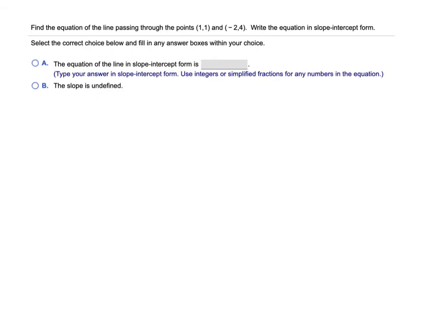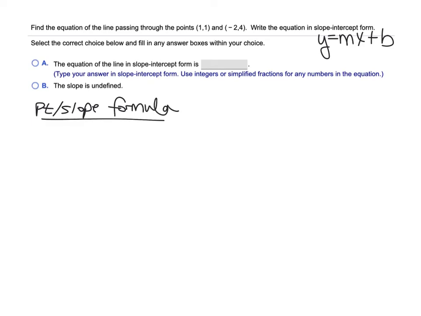All right, find the equation of the line passing through the points (1, 1) and (-2, 4). Write the equation in slope-intercept form. Remember, slope-intercept form is y equals mx plus b. Let's see. What we like to use is the point-slope formula. Now I realize some of you may have learned to do it a different way, where you end up plugging things in and solving for b. You know what I'm talking about if you do it that way, and that's perfectly fine.